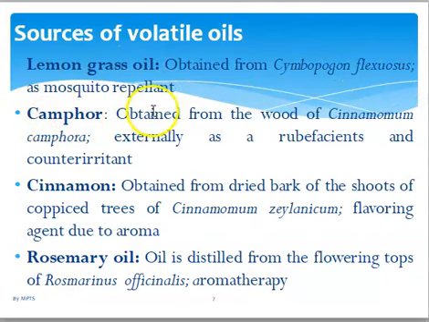We have camphor, obtained from the wood of Cinnamomum camphora. This is an external rubefacient and counter irritant. We have cinnamon. This is the dry bark of Cinnamomum zeylanicum. So these plants are very important. You can always pause to review, and in case I have not pronounced well, I ask for forgiveness. Rosemary oil, of course, is also from Rosmarinus officinalis, used in aromatherapy.